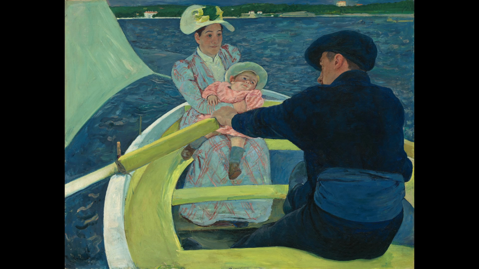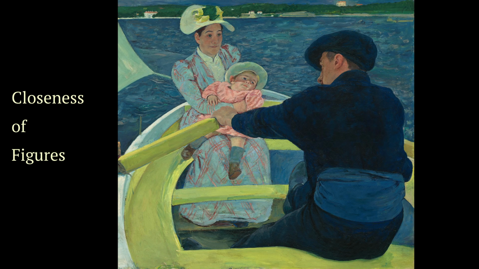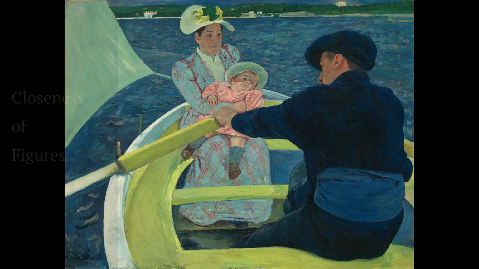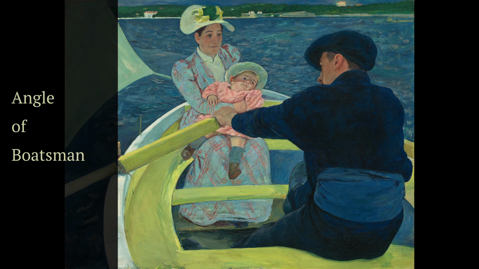In Cassatt's The Boating Party, another important aspect of the relationship of the figures is their proximity to each other. They're all positioned very close to each other with only a small amount of space between them. Their proximity and the different ways they're leaning and moving also provides for a dynamic area of negative space between them. As we can see, not only are the woman and the child at angles, as we just discussed, but Cassatt also painted the boatsman from an unusual point of view.